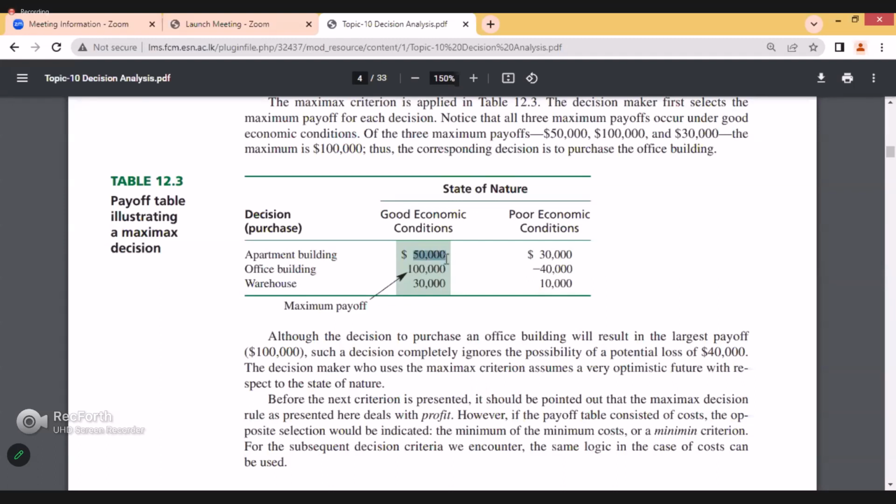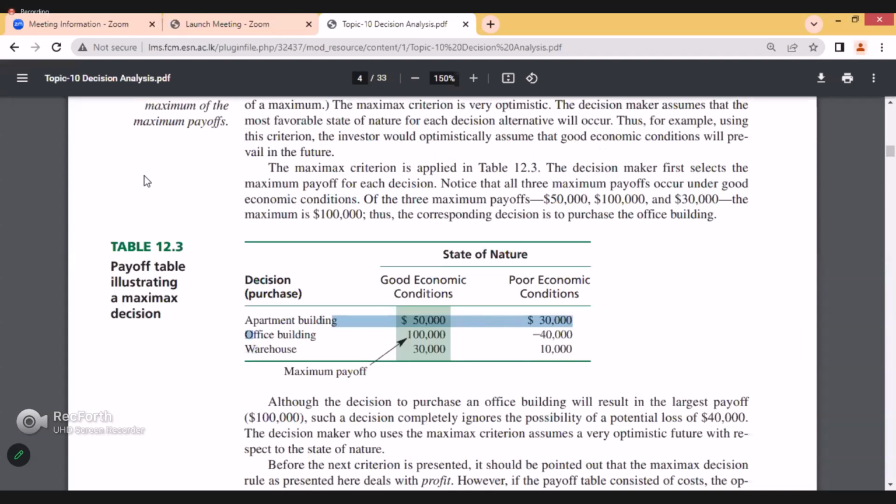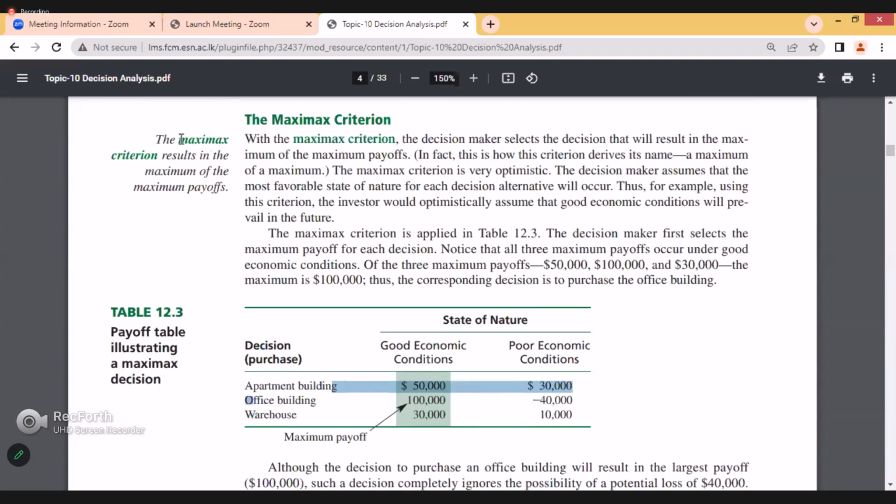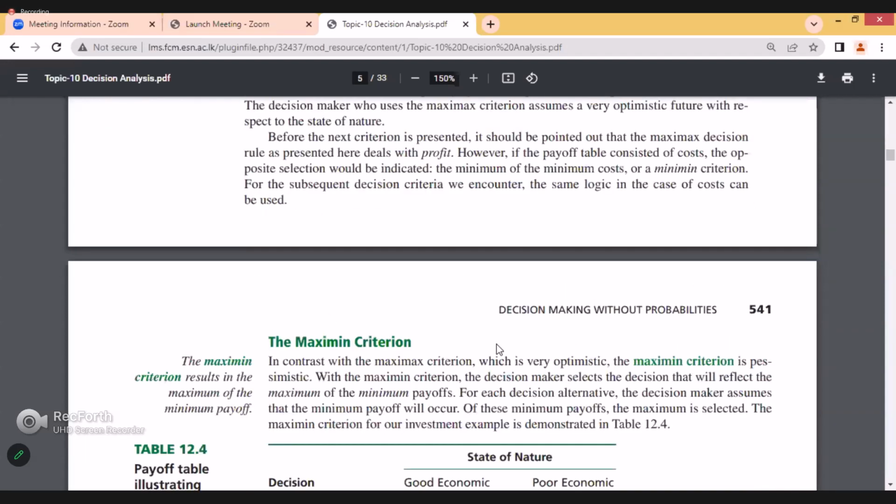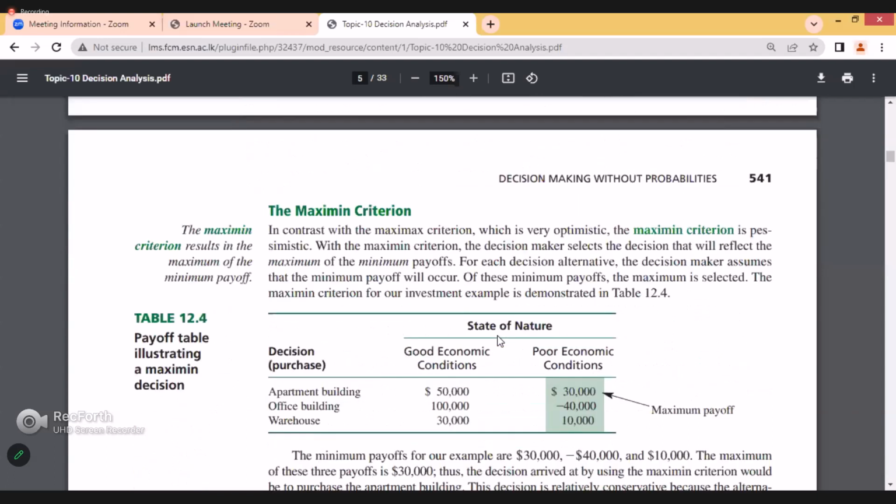The second one, the office building: if you go for the office building, the maximum is 1 lakh. House maximum is 30,000, compared with 10,000. Then, out of all the maximum values, we take the highest. That is about 100,000. So according to the maximax criteria, we have to go for the office building, right? That is one.